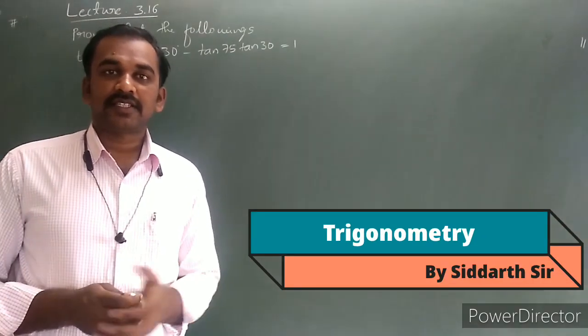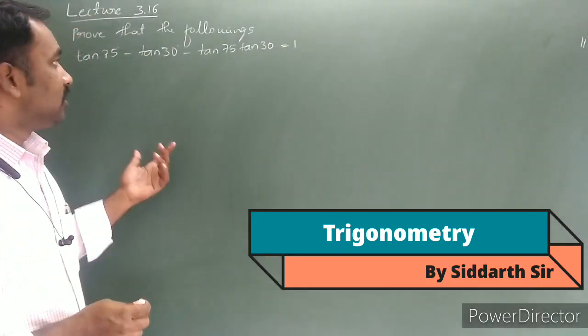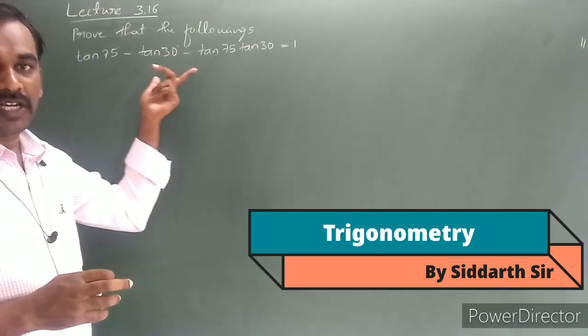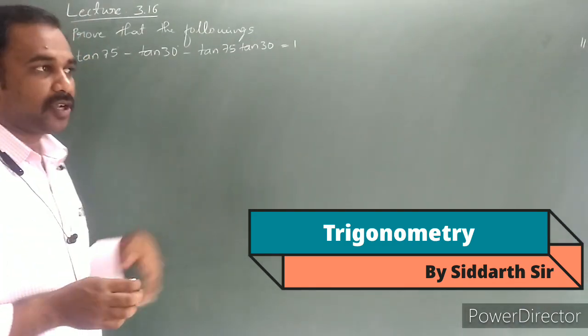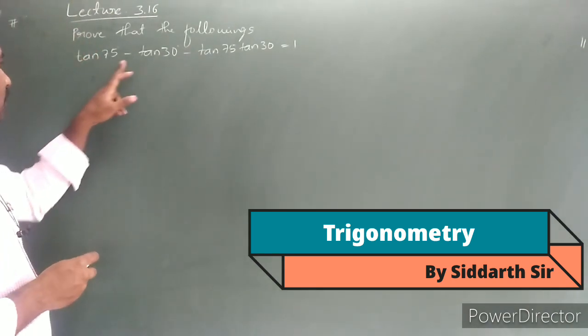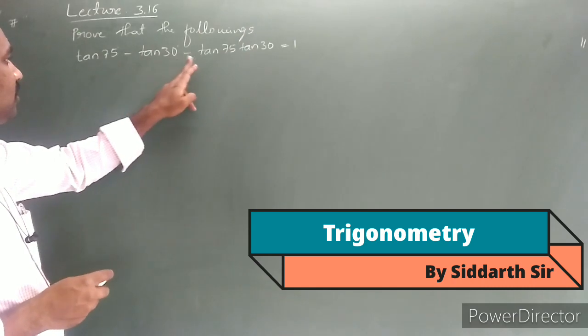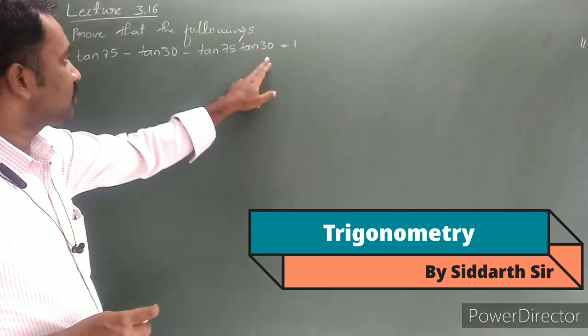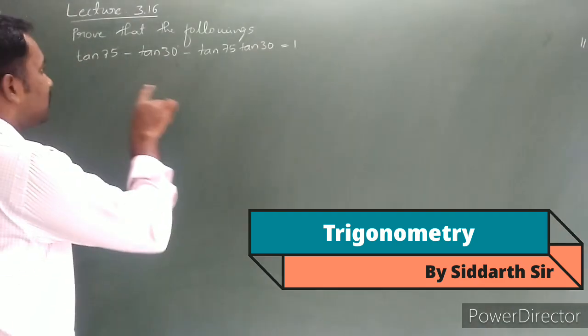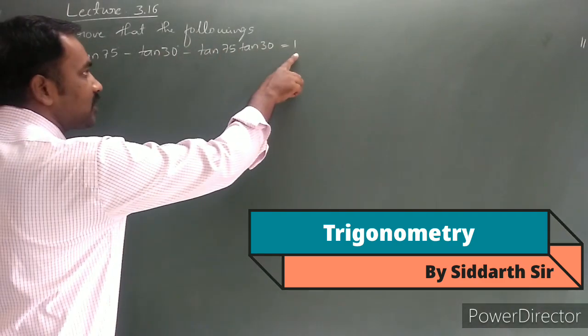Hi friends, let us continue the problems on the multiple and submultiple angles, compound angles and other forms, transformation formulas. Prove that the following, continuation. The next problem is tan 75 minus tan 30 minus tan 75 into tan 30 is equal to 1. Here we need to prove that LHS is equal to RHS.